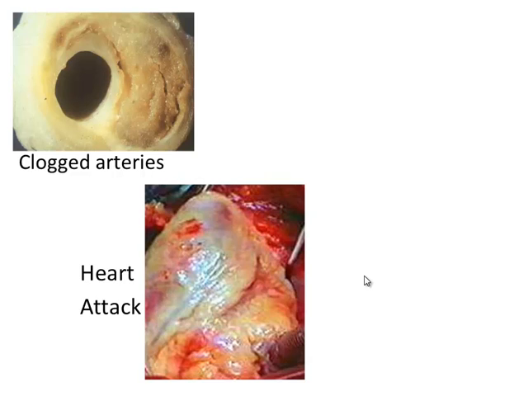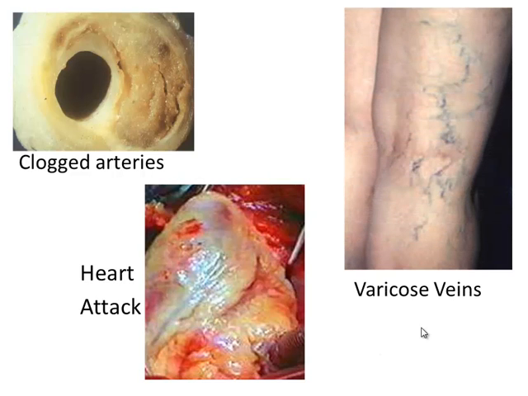Clogged arteries, heart attacks, varicose veins. These are all symptoms of a malfunctioning circulatory system. And that is the human body system that we're going to explore in today's video so that we can later understand how those disorders occur.